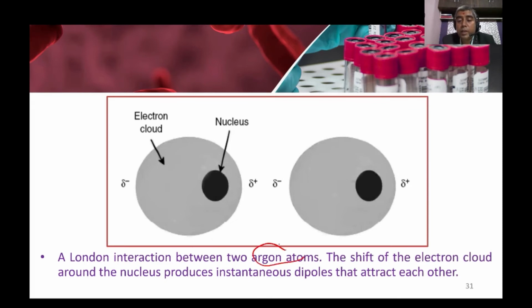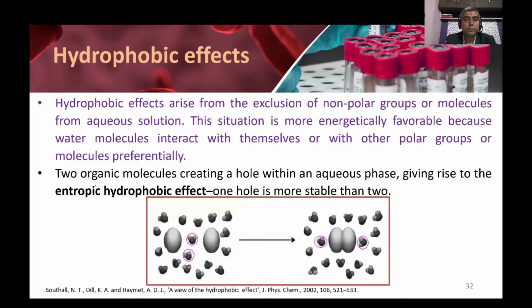The shift of the electron cloud around the nucleus produces instantaneous dipoles that attract each other. We can see the electron cloud move towards this side. So this nucleus is positively charged and this electron cloud is negatively charged. So they interact with another molecule.